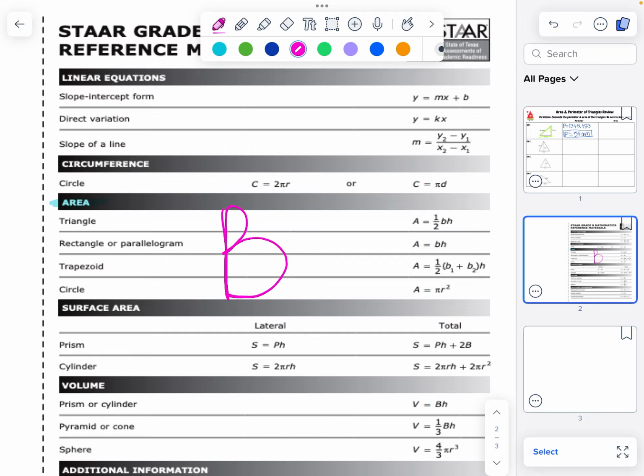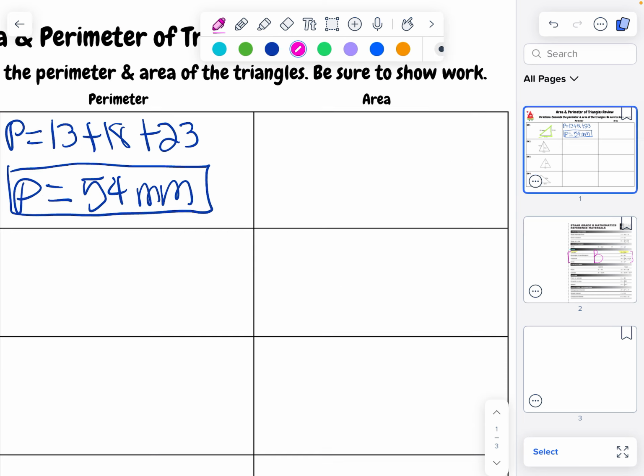Okay, what that does is anytime you see the capital B, that means you're going to come here and see which of these shapes is the shape of your base, and then you're going to replace it with one of the formulas. Okay, but today we're working with the area of triangles. So I'm going to go find triangles, and this is the area that we're going to be looking for. All right, so let me go back to our page.